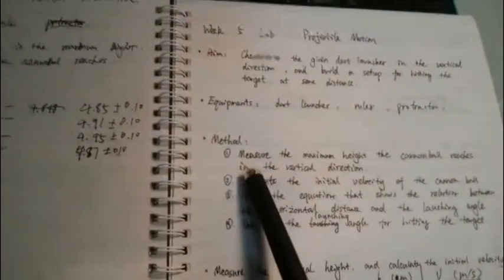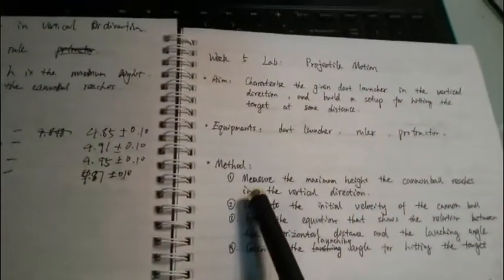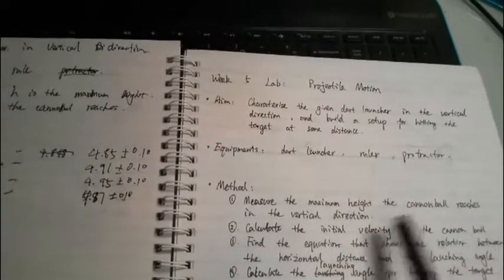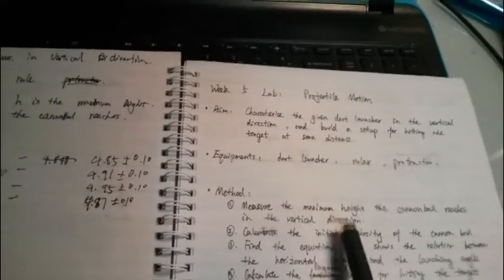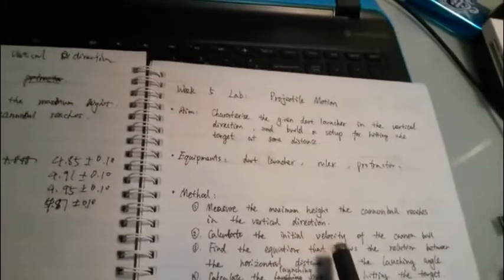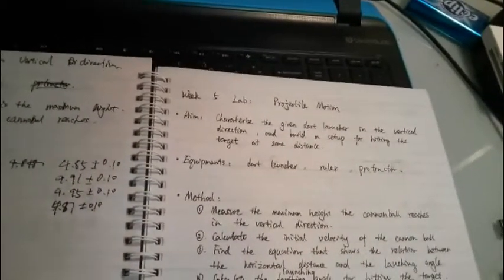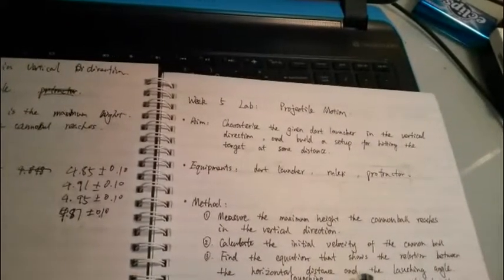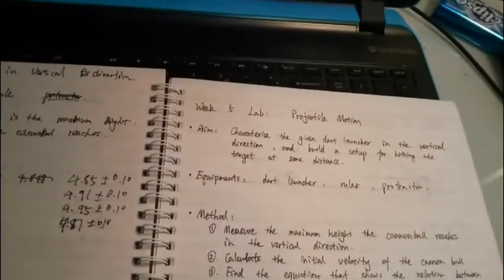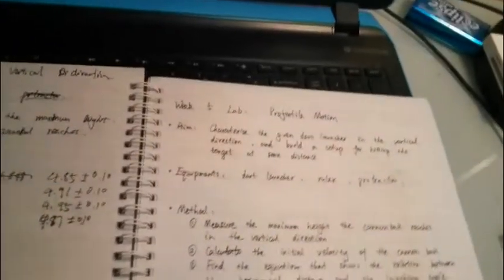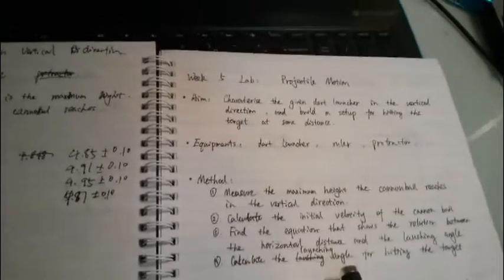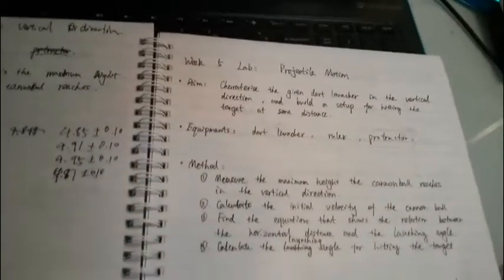Okay, these are the methods we used. First is to measure the maximum height the cannonball reaches in the vertical direction. Then we calculate the initial velocity of the cannonball. And we find the equation that shows the relation between the horizontal distance and the launching angle. And the last one is to calculate the launch angle for hitting the target.